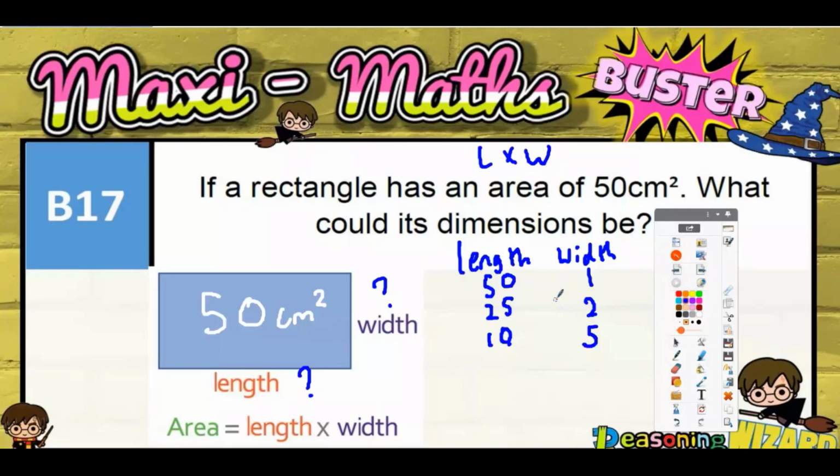So that's basically it. So the dimensions could be 50 by 1, 25 by 2, or 10 by 5. So there are 3 different answers for this. Any one of those answers is correct.